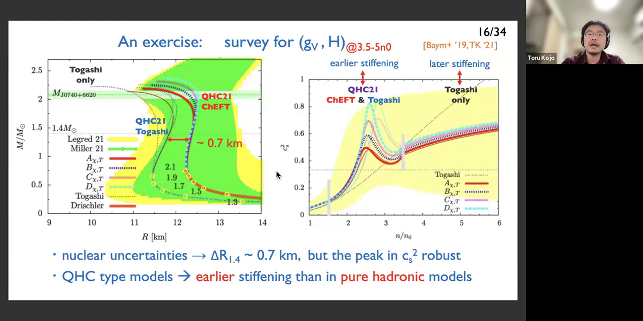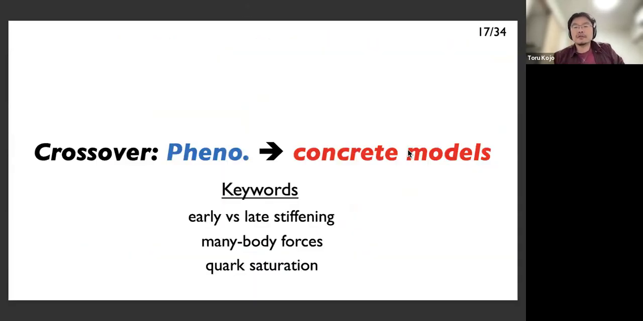But so far, my discussion is phenomenological, and we would like to understand what the microscopic mechanism is to generate this sound velocity peak. So what is the origin of this rapid stiffening? That's the topic I would like to address in the next section.